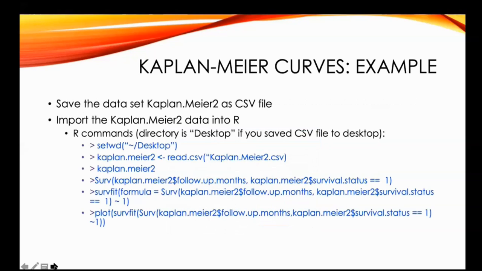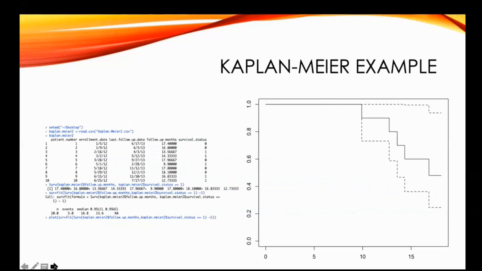So again, you're going to save this data as Kaplan-Meier 2 as a CSV file. You're going to change the working directory in R to wherever you've saved it. I did it on the desktop. Then you're going to name it Kaplan-Meier 2, and you're going to do the survfit function and plot the survfit function. And here it is. This is the plot for the Kaplan-Meier 2 data set. It's a survival curve.